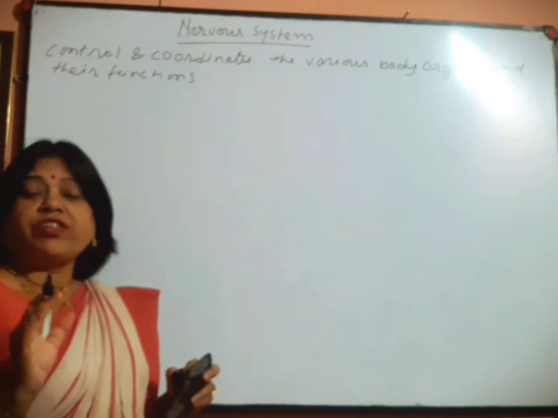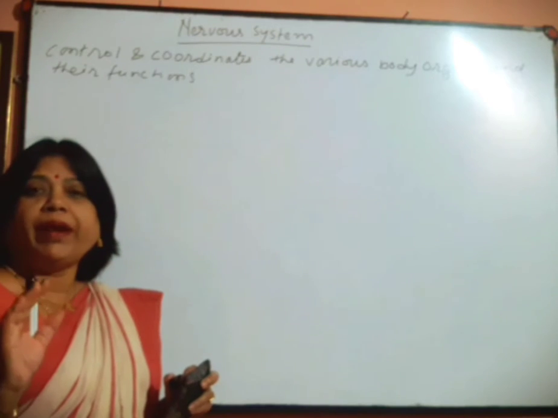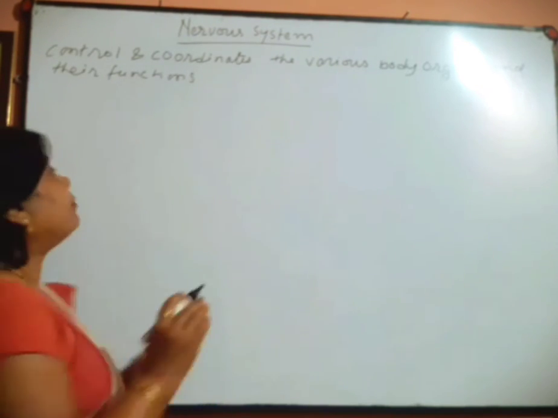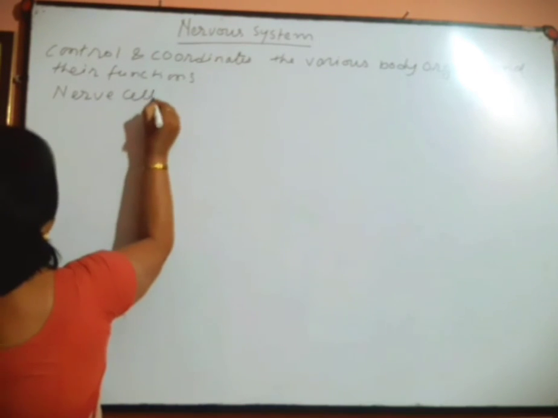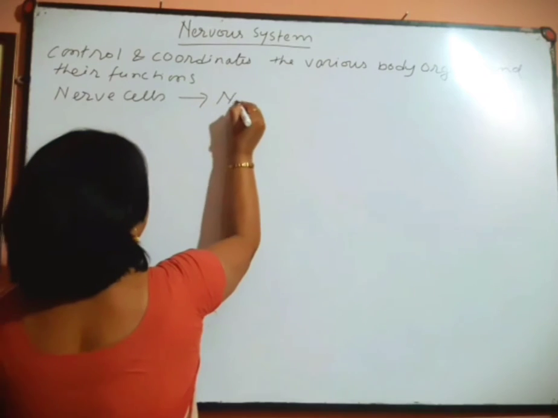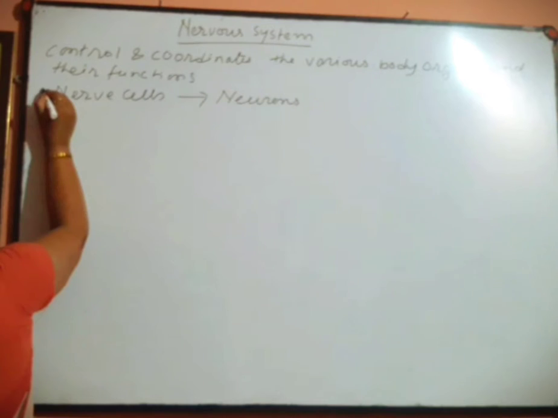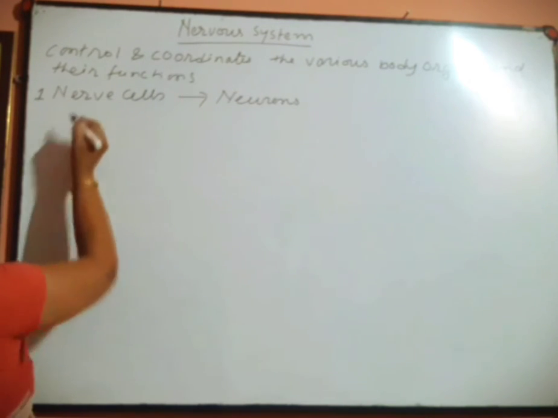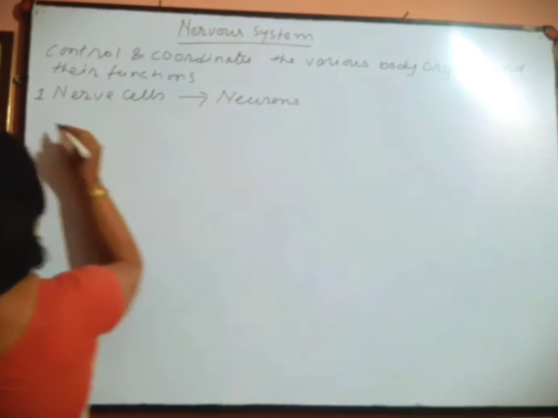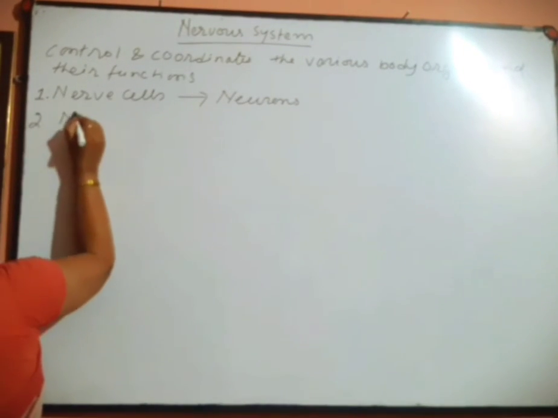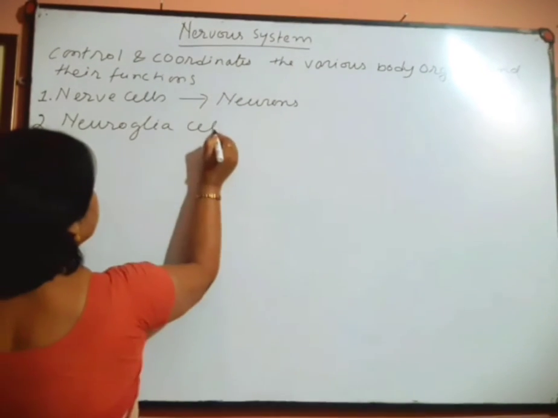And the nervous system is made up of mainly nerve cells, which are called neurons. So first, it is made up of nerve cells, and nerve cells are called neurons. Second, neuroglia cells.